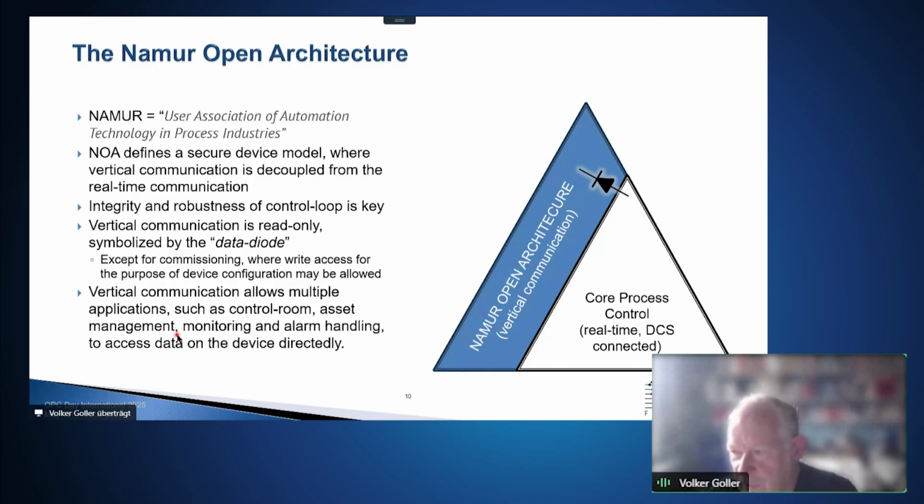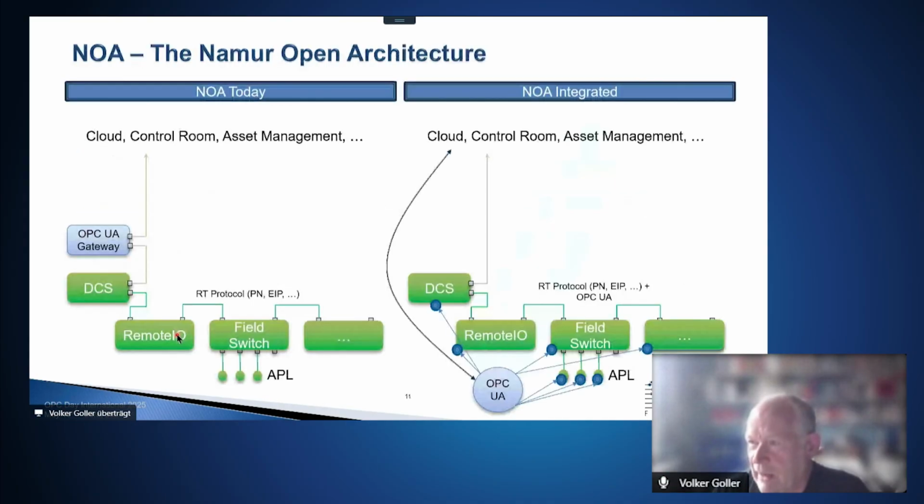And the vertical communication allows multiple applications such as control room, asset management, monitoring, alarm handling, and access to the device directly. So how does that look today? Solutions that are out on the market are a bit here on the left side, where cloud, control room, and all that is attached through an OPC UA gateway that may actually be inside the DCS or externally.